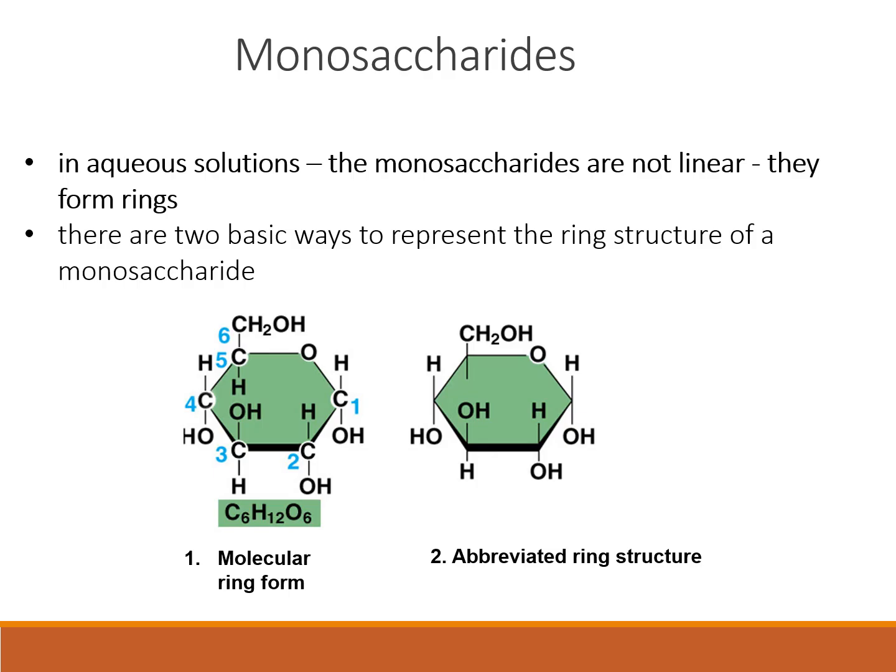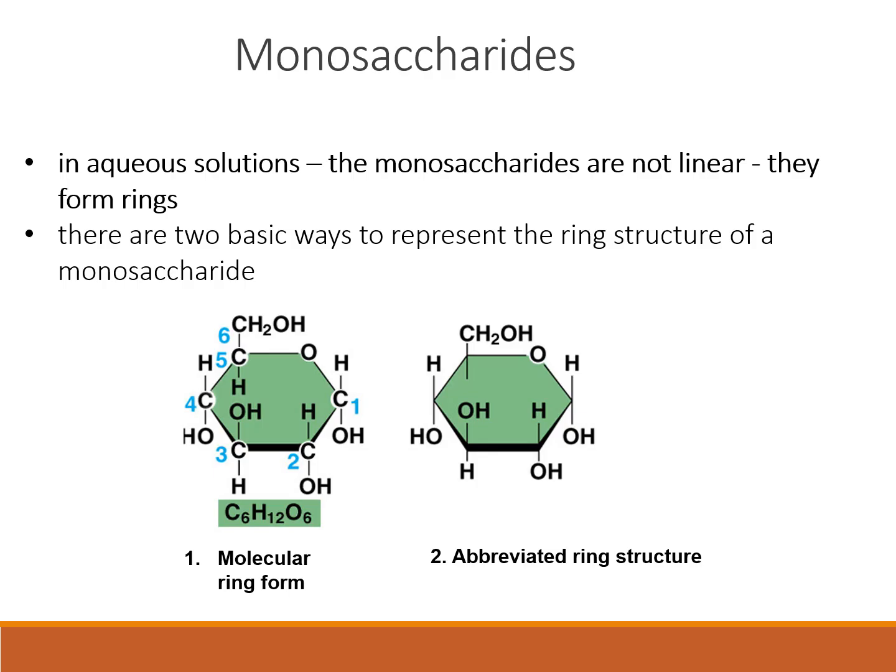In aqueous solutions, monosaccharides are not linear structures. They curve around to form rings. And here you can see the 2 basic ways to represent the ring structure of a monosaccharide. The first one is known as the molecular ring form. You will notice that the carbons are labeled. The rule is find the oxygen and then go to the right. So in other words, kind of go clockwise. The first carbon is found to the right of the oxygen, and then you go around the circle with the 2nd, 3rd, 4th, and 5th carbon. The 6th carbon of this structure kind of waves out there like a flag.